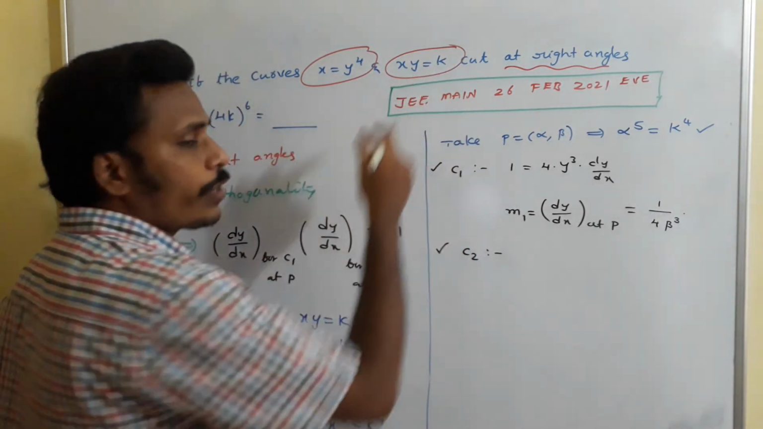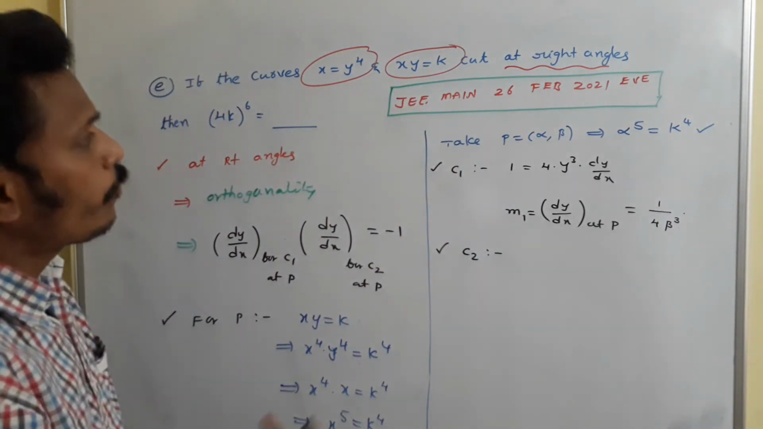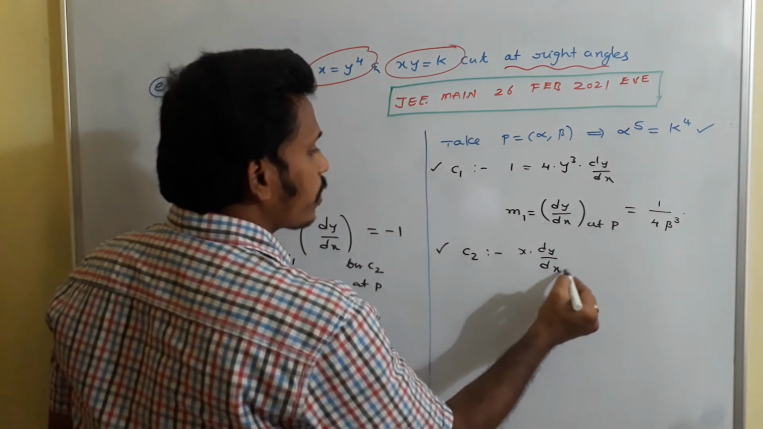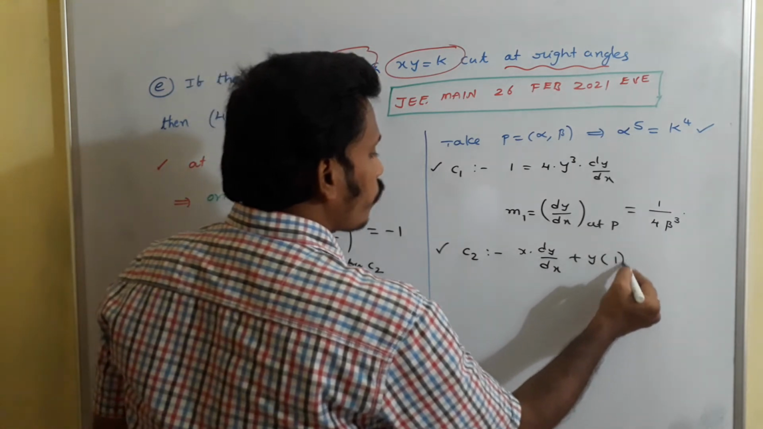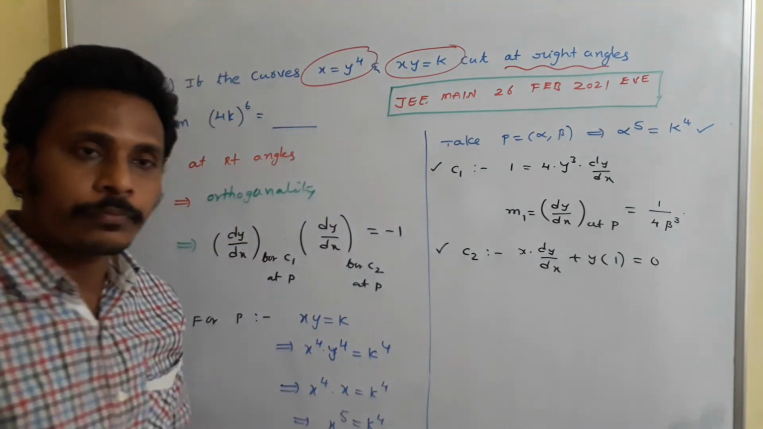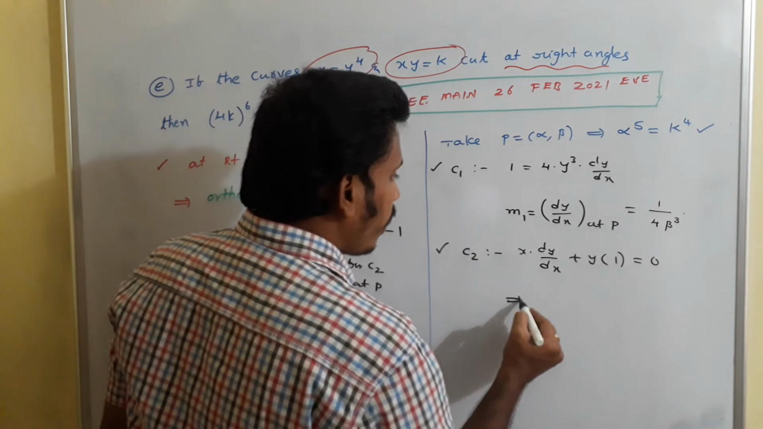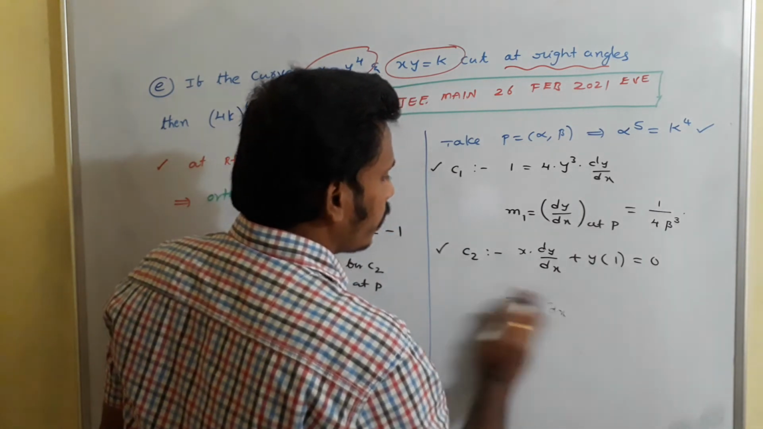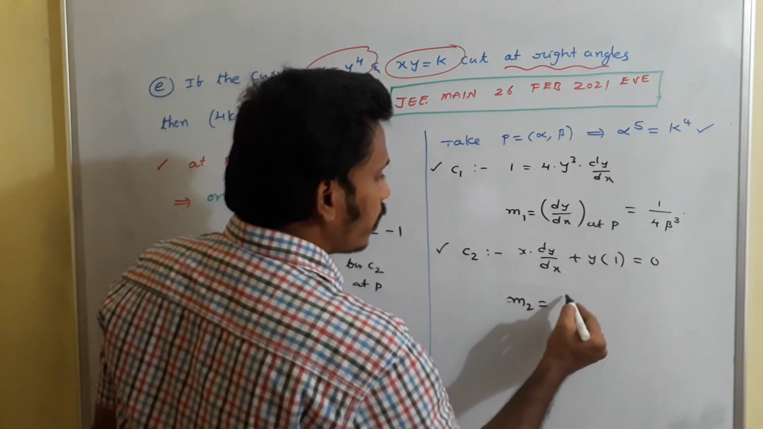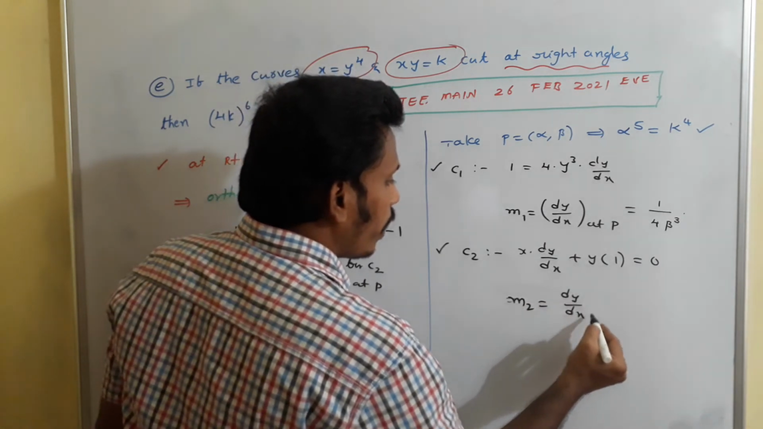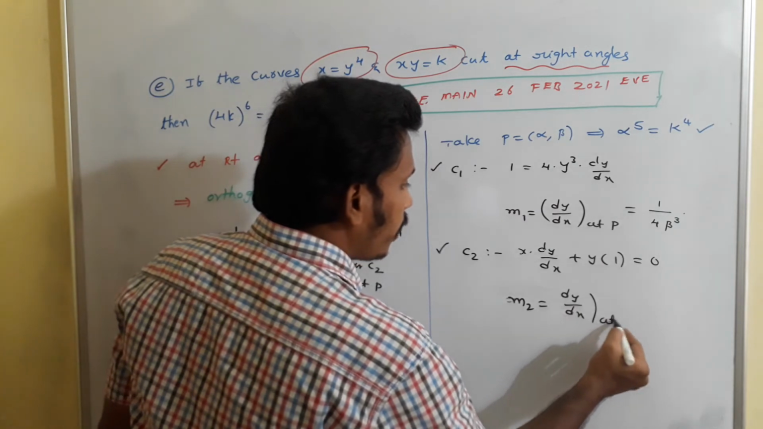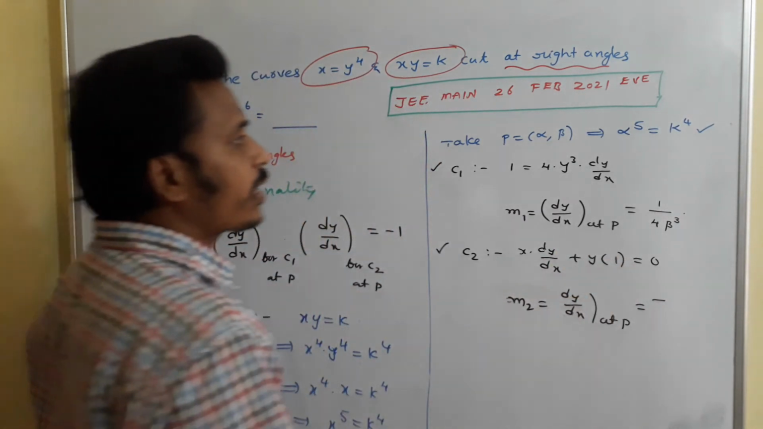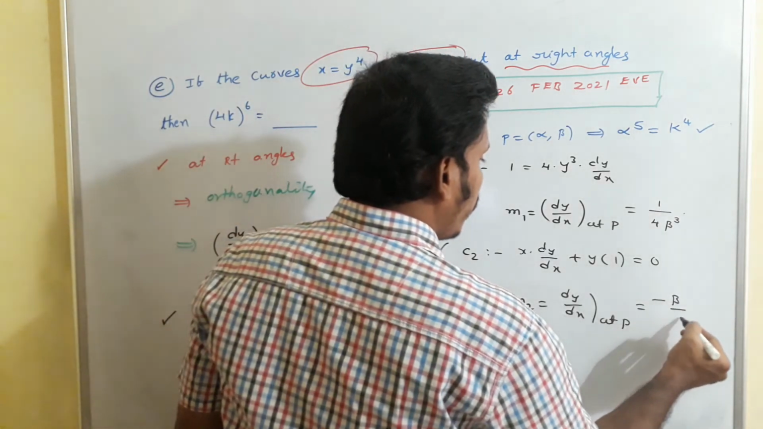And then think about the second curve. For the second curve, xy is equals to k. If you differentiate, x into the derivative of y, which is dy by dx, plus y into the derivative of x, which is 1, and for k it is 0. From there we have dy by dx is equals to minus y by x, and m2, the slope of tangent at the point P, is minus y by x. Y is beta, x is alpha, so minus beta by alpha.